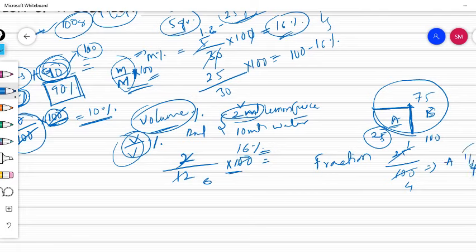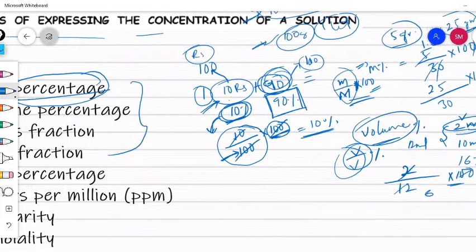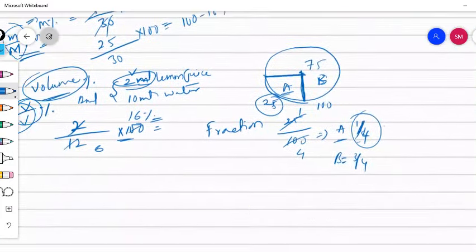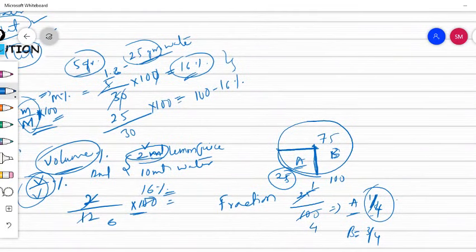Fraction means it is a ratio. So the fraction of A will be 1/4. The fraction of B will be 75/100. It is 3/4. In the same way, we are going to calculate the mass fraction. The third expression is mass fraction.